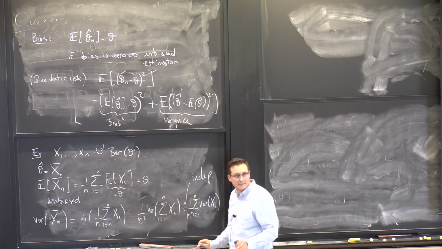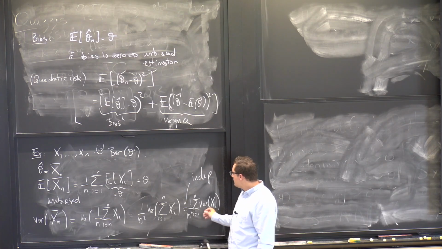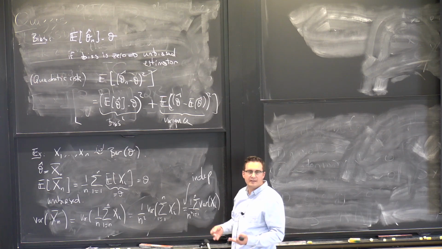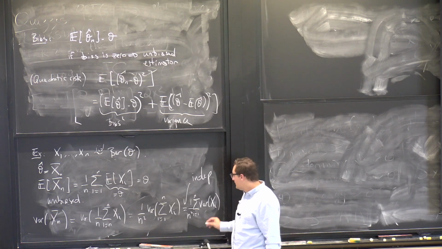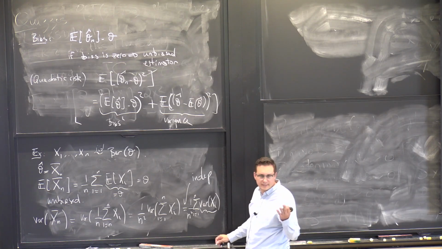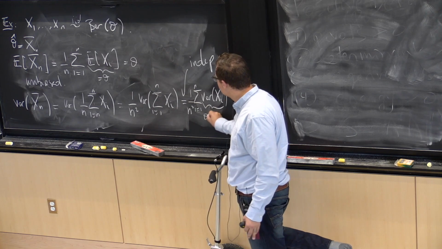Okay, so this is basic probability. And now, what is the variance of the Xi's? Again, they're all the same distribution, so the variance of Xi is the same as the variance of X1. And so each of those guys has variance what? What is the variance of a Bernoulli? We've said it once. It's theta times 1 minus theta.